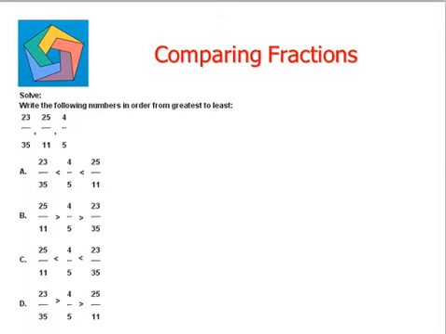The first one says: write the following numbers in order from greatest to least. That is, you have to write down the largest fraction first and then proceed further. So here we are given three fractions: 23/35, 25/11 and 4/5. So the first step is to take the least common denominator. So we'll find out the LCD or the LCM.